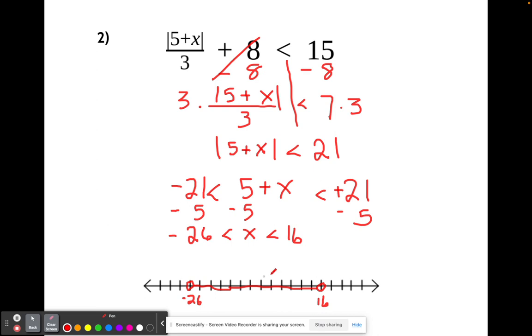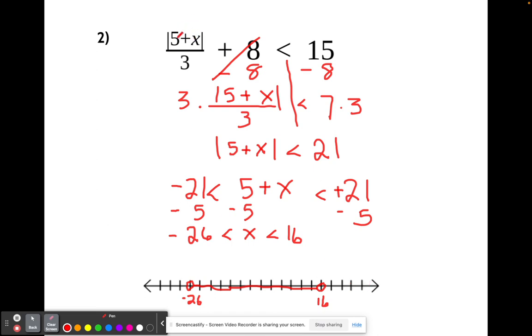a solution. Let's grab an easy one. Let's grab 0. If I put a 0 in here, 0 divided by 3 is 0, plus 8 is 8. 8 is less than 15. Let's try another number that's out here more. I'm going to try 19.